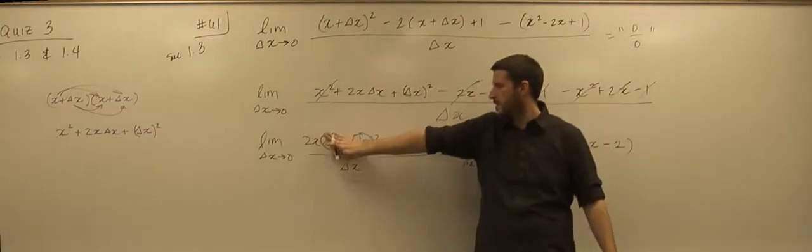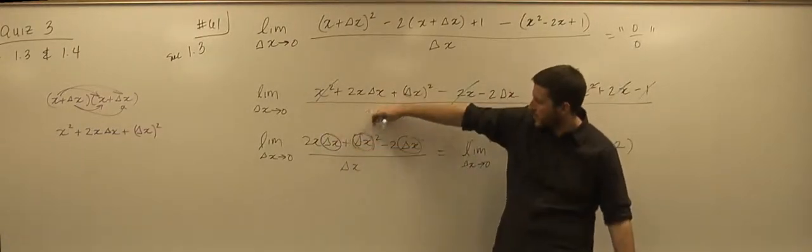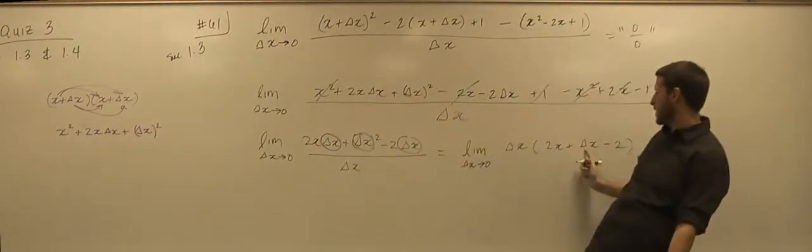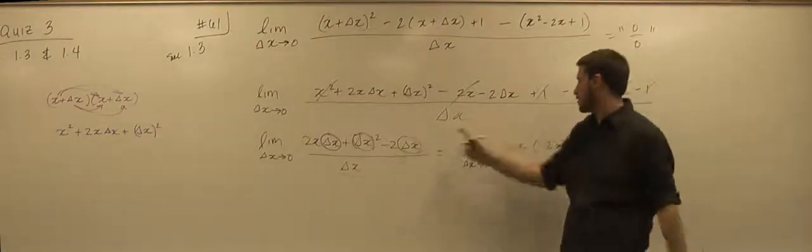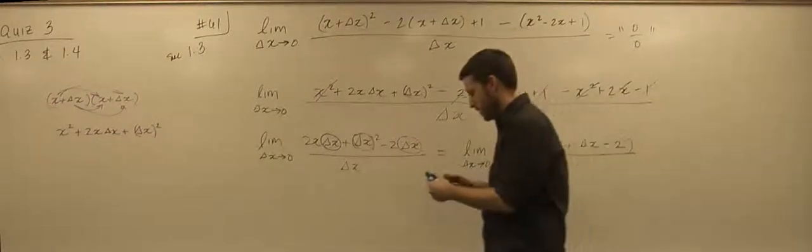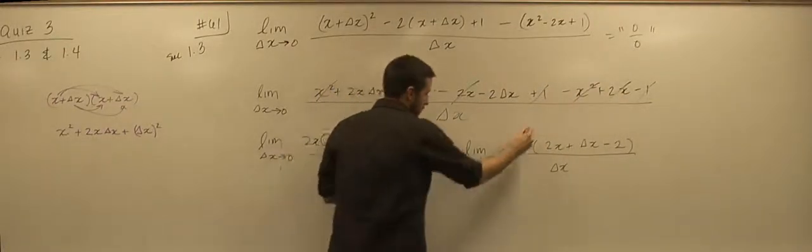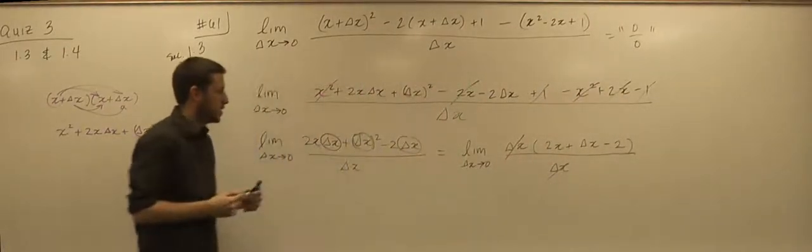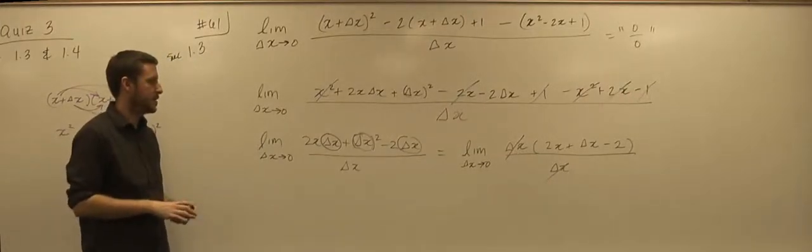Right? If you pull the delta x out, you have 2x. Since you have a delta x times delta x, you'll still be left with one of them here, and then minus 2 on the end. All of this over delta x. Cancel, cancel. So then what happens?